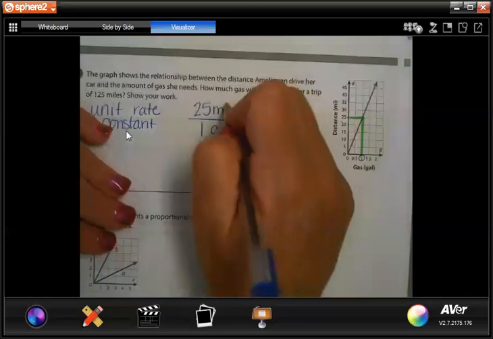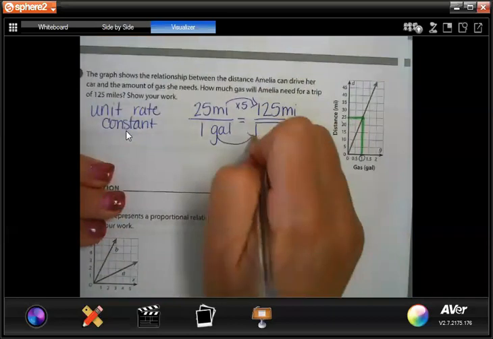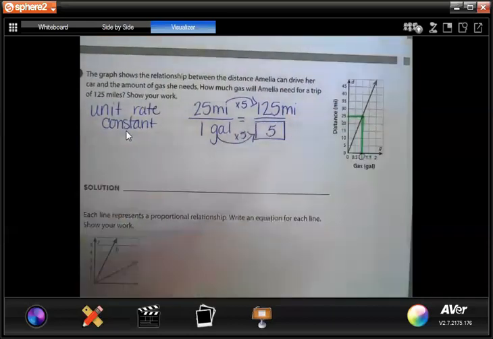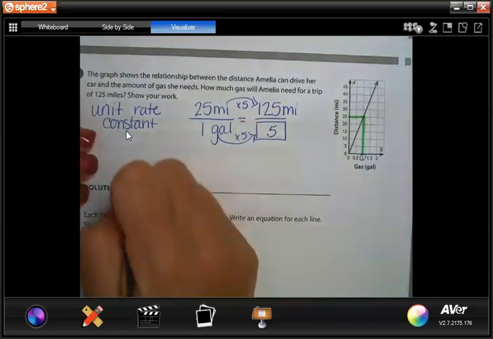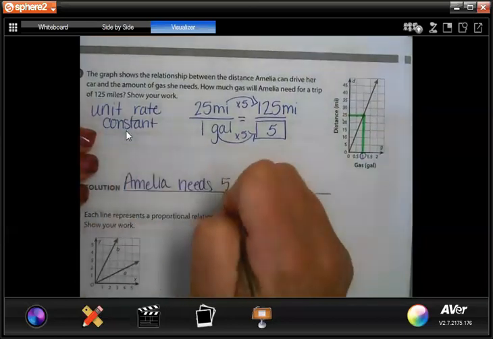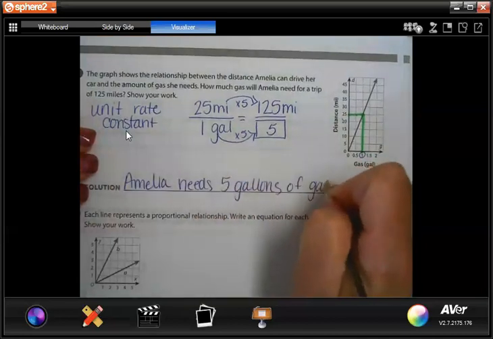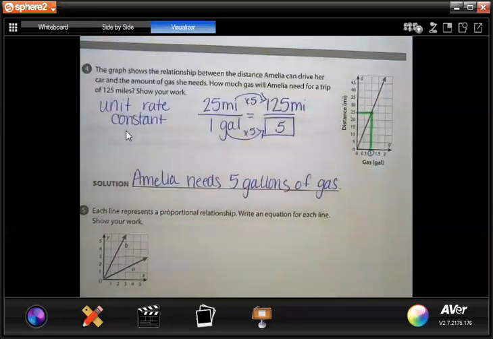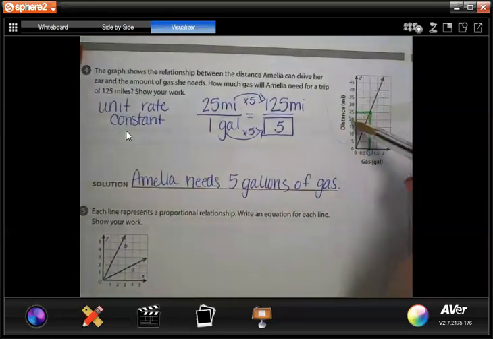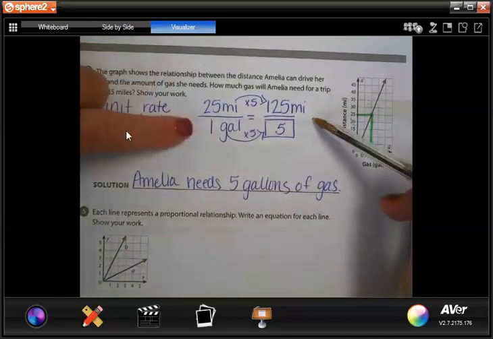Well, 25 times 5 is 125. So 1 times 5 is 5. So Amelia needs 5 gallons of gas. So again, to recap, I knew I didn't have 125 on my distance. So what I did is I found my unit rate, and luckily one had a good intercepting point, and then I set up a proportion.